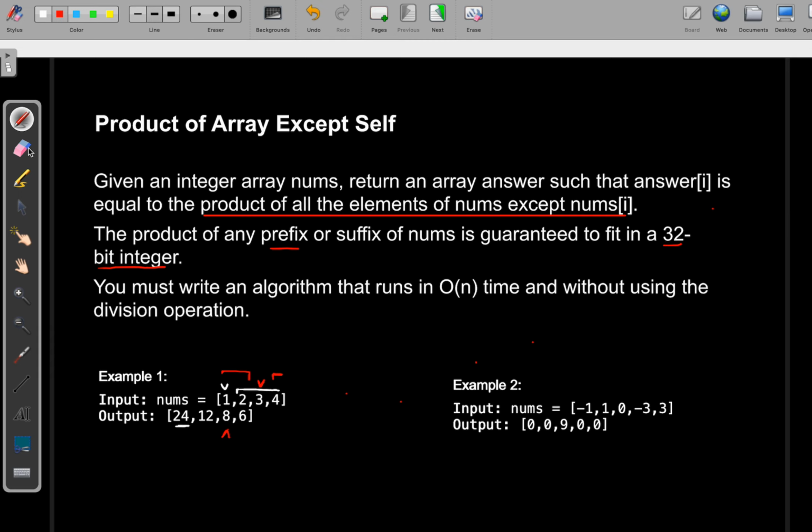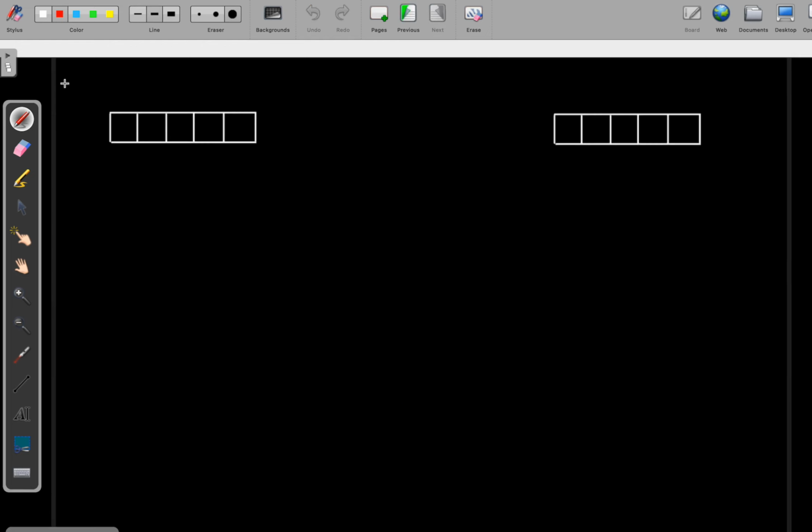Okay. And then we have: you must write an algorithm that runs in big O of n time and without using any division operation. So now let's quickly understand the problem statement more clearly. Let me take one example here. We have 1, 2, 3, 4, 5. This is my array, and these are my indexes.